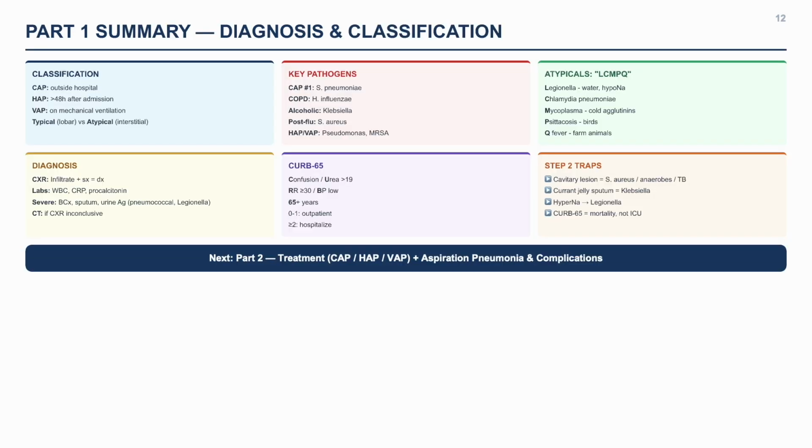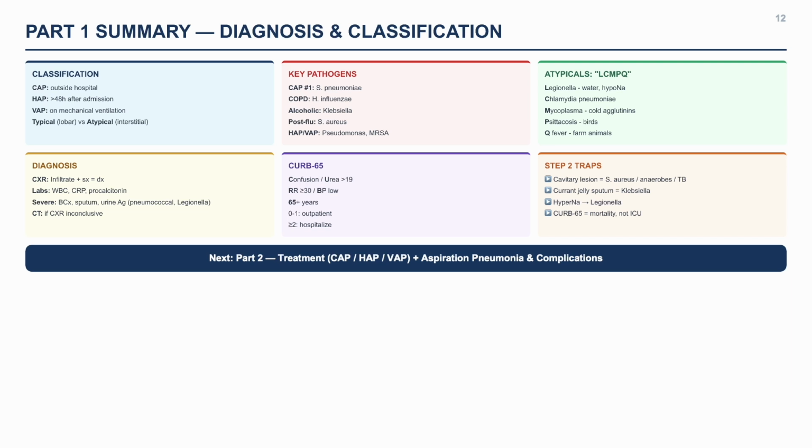Let's summarize Part 1. For classification, CAP is outside the hospital. HAP is more than 48 hours after admission, and VAP is on mechanical ventilation. For key pathogens, strep pneumoniae is the #1 CAP cause, H. influenzae in COPD, Klebsiella in alcoholics, staph aureus post-flu, and Pseudomonas plus MRSA in HAP and VAP. The atypical mnemonic is LCMPQ: Legionella, Chlamydia, Mycoplasma, Psittacosis, and Q fever.